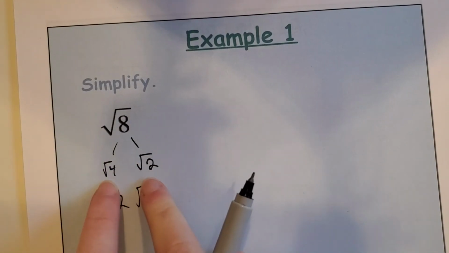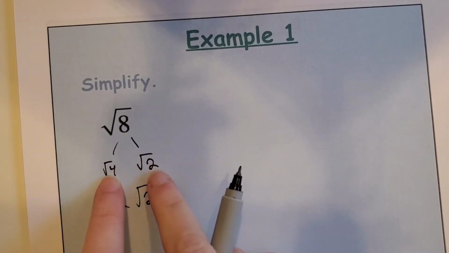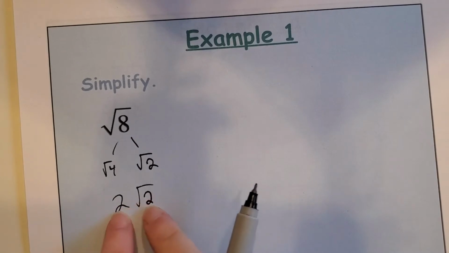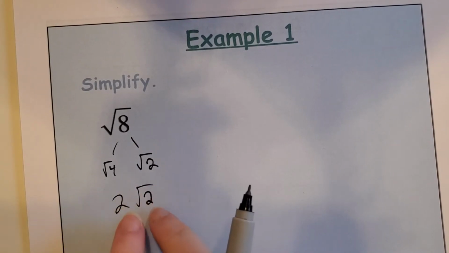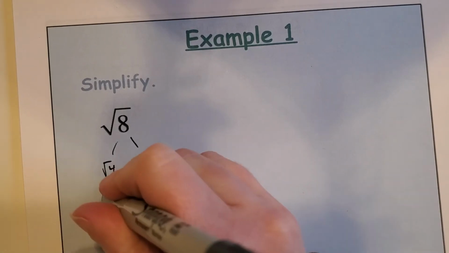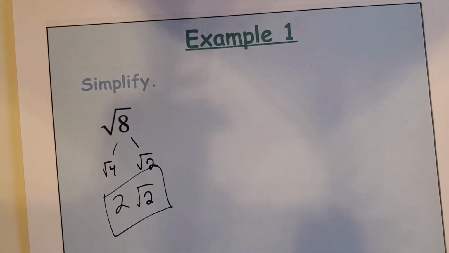And because it's a product, right? When you think about it, factors of 8 are 4 and 2. So 4 times 2 is going to get you 8. So that's why we can squish these together a little bit, and we can read this answer as 2 times the square root of 2. Or for short, 2 root 2 is how you would read something like this. All right, and that's example 1.